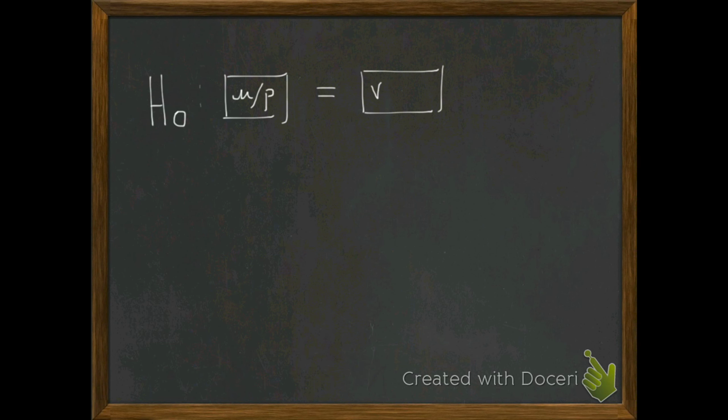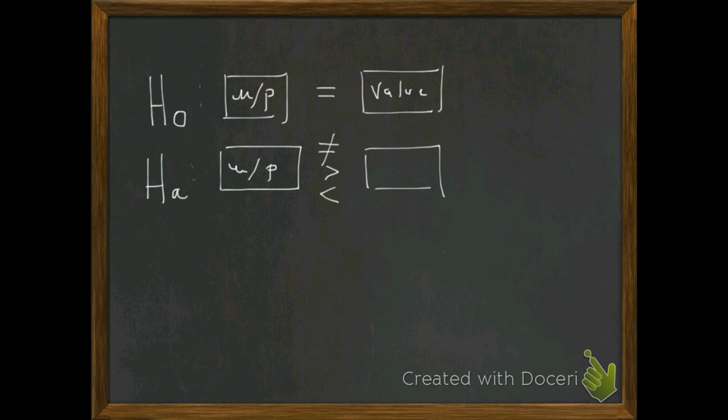So gang, in summary, we're going to have in this class either mu or p equal to some value in our null hypothesis, and our alternative hypothesis will be mu or p not equal to, greater than, or less than, depending on the motivation for the test.